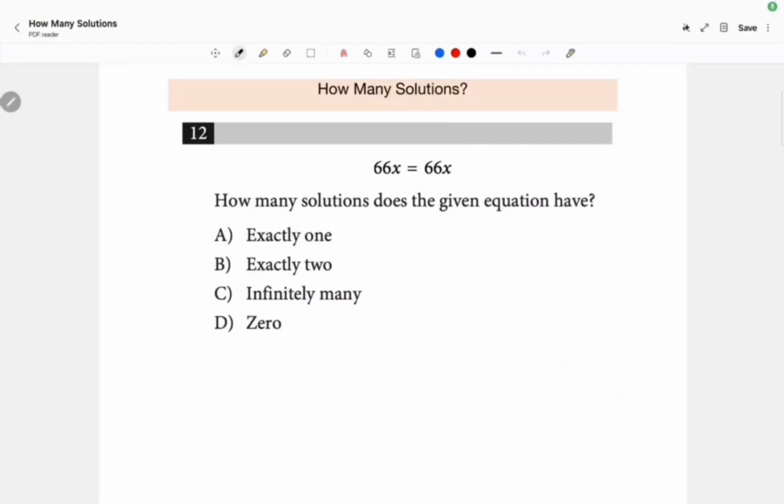How many solutions does the given equation have? Because the left side is equal to the right side, we're going to go with infinitely many solutions. So whenever the left side is equal to the right side, that means you have infinitely many solutions.